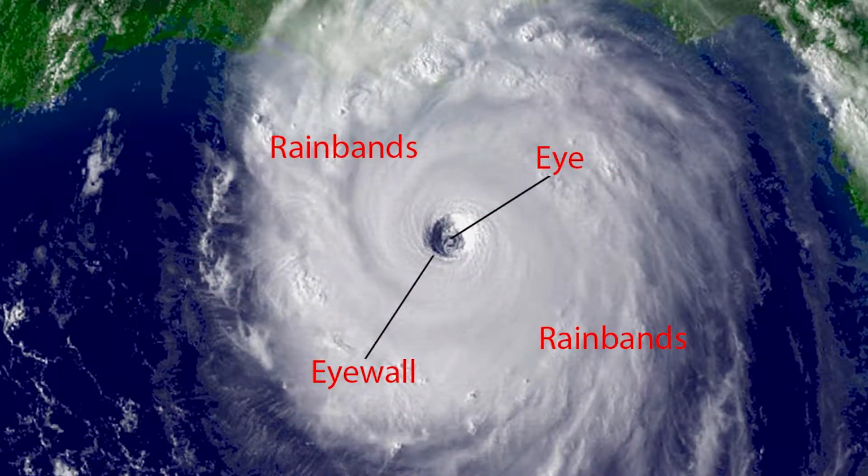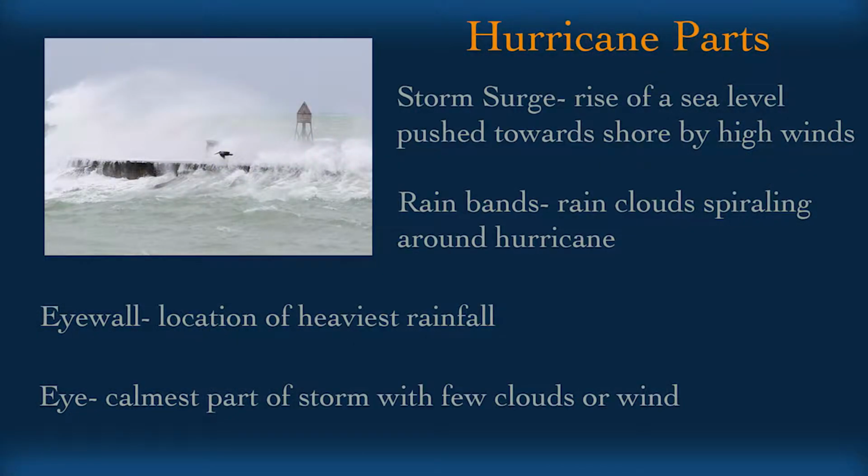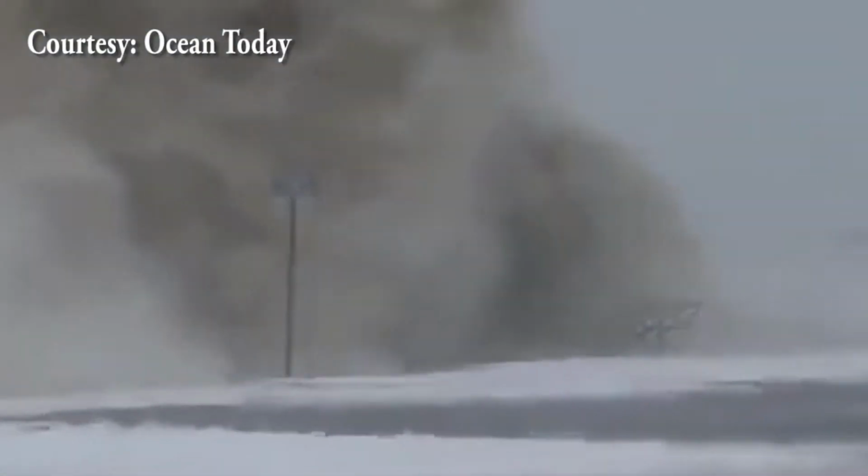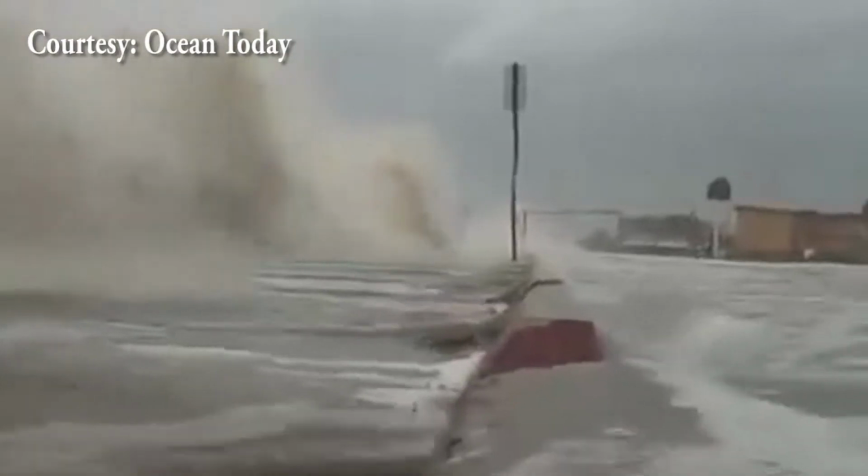Now, once a hurricane forms, they are broken down into 4 parts: rain bands, eye wall, eye, and storm surge. The eye is the calmest part of the hurricane, while the eye wall is where the heaviest rainfall will occur. However, the most dangerous part of a hurricane is by far the storm surge, which is the rise of water that pushes onto the shore from the constant high winds.